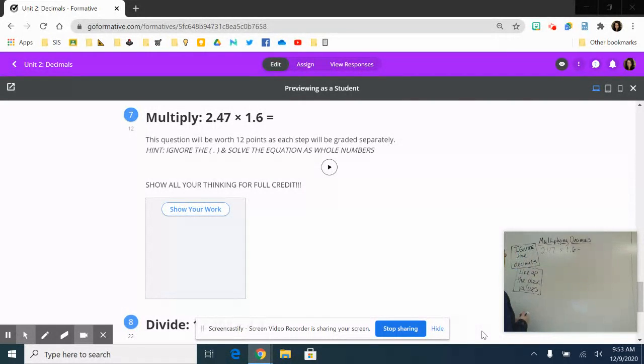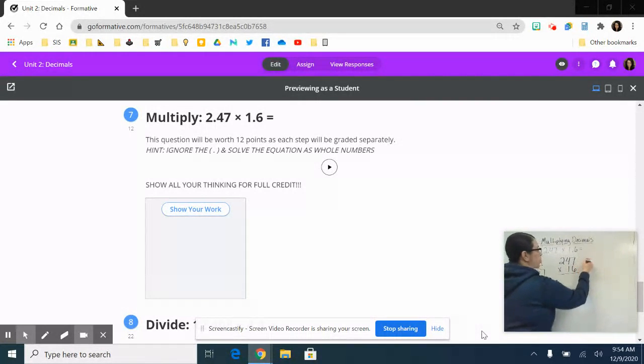Okay? So we're going to ignore the existence of these two decimals. Now you choose whether you write it with the decimals or not, but you still have to ignore them. So I'm going to not even bother to write them until the end of the question. So this problem becomes 247 times 16. Notice how there are no decimals in my equation.